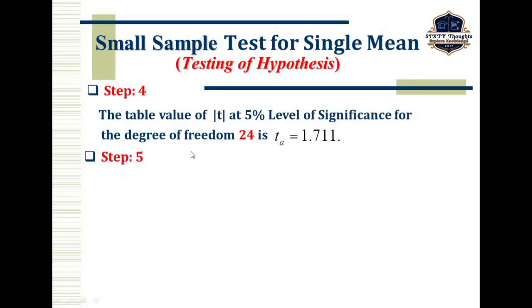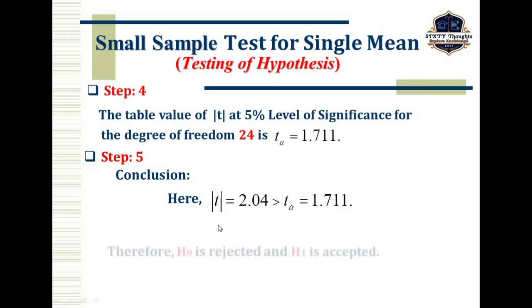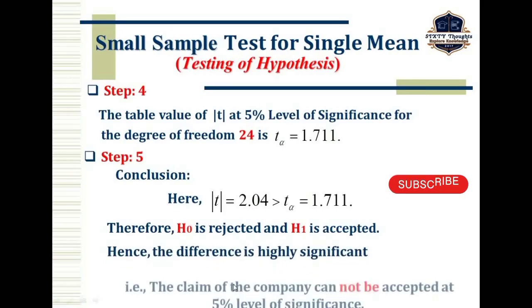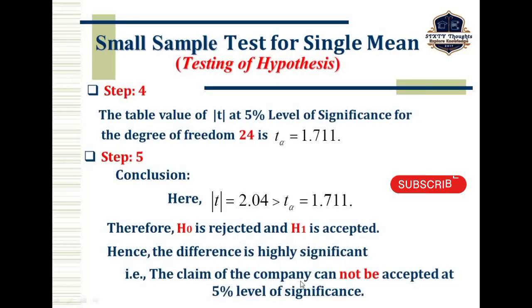Step number 5: we write the conclusion by using step number 3 and step number 4. Here modulus of t equal to 2.04 is called the obtained value. The obtained value is strictly greater than the table value, that is t alpha equal to 1.711. Therefore, H naught is rejected and H1 is accepted. What is H1? H1 says the difference is highly significant. That is, the claim of the company cannot be accepted at 5% level of significance.